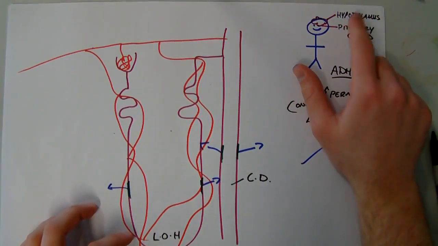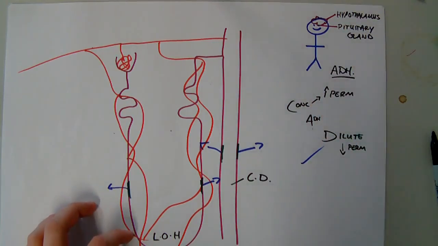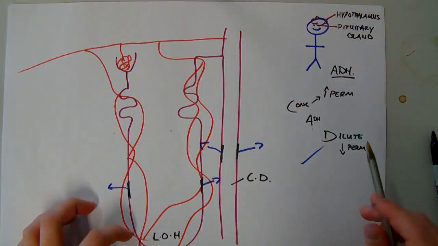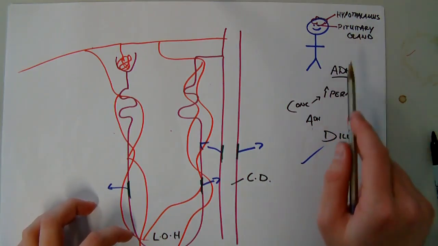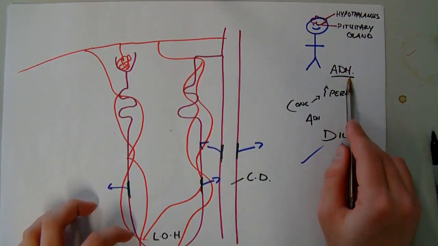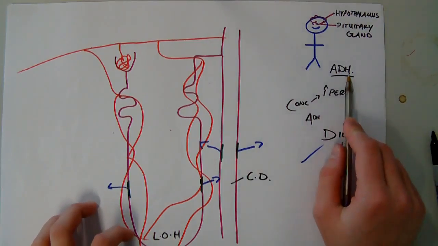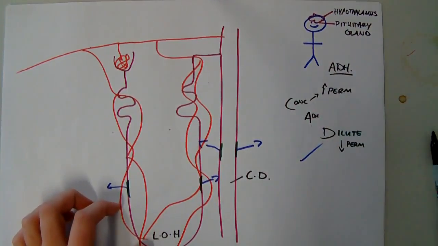The hypothalamus is a part of your brain that detects whether or not there is too much or too little water in your blood. And it controls the pituitary gland. The pituitary gland releases hormones. One hormone in particular is ADH, antidiuretic hormone. You don't need to know what that means, but, you know, there you go, that's it.